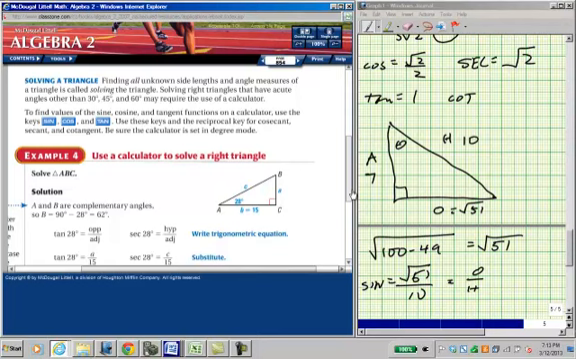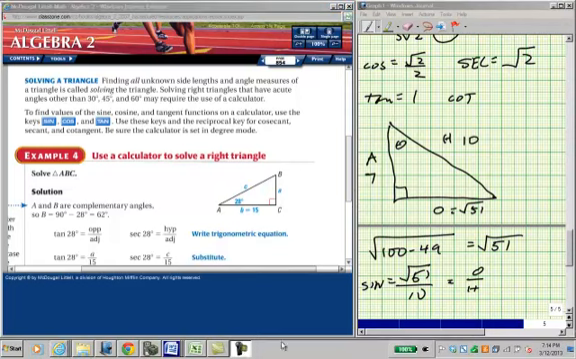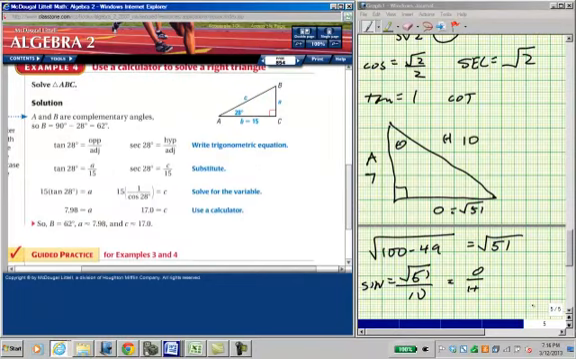Using trigonometry, using the trig functions, you find all the unknown information about a triangle. Now, solving a triangle means you find all 3 sides and all the angles. Usually there's one angle to find, but there could be as many as 2 sides. And we're going to use the calculator in order to do this. So let's see what the book is doing here. We're given angle A.